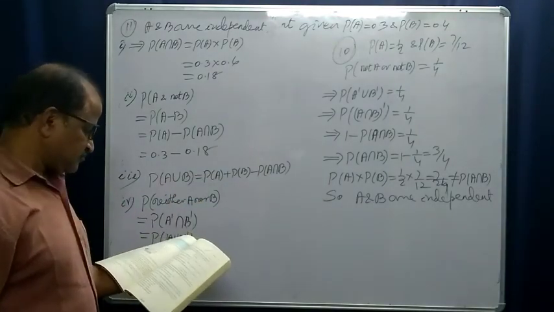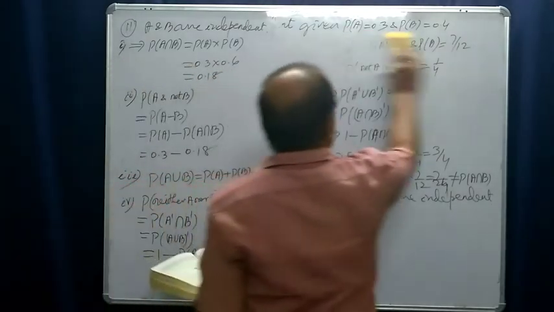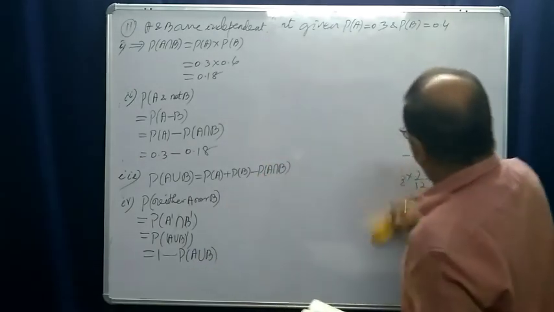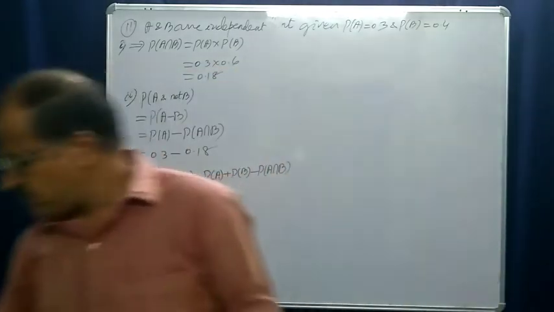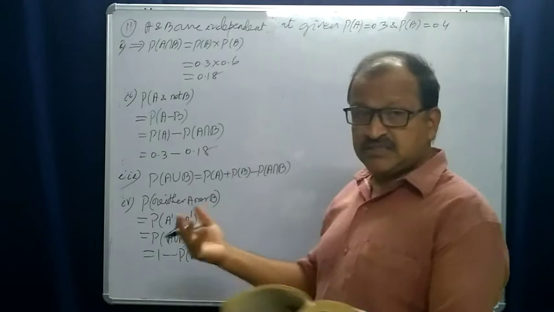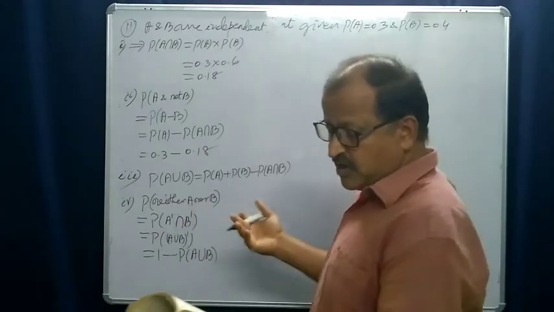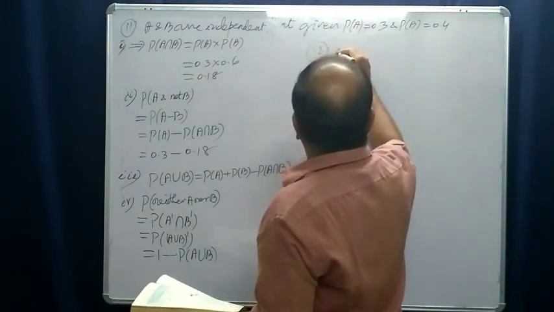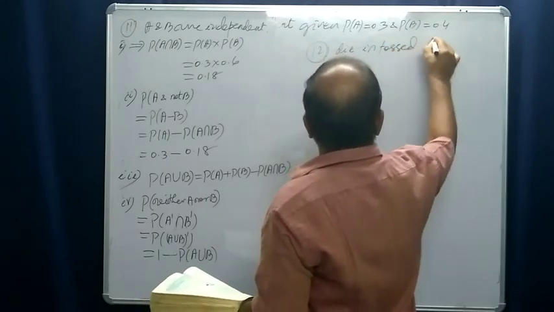Then, question number 12. Let us discuss question number 12. What is question number 12? A die is tossed thrice. Find the probability of getting an odd number at least once. Die is tossed thrice.